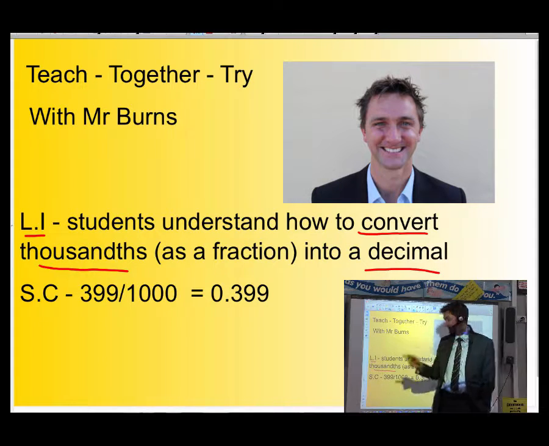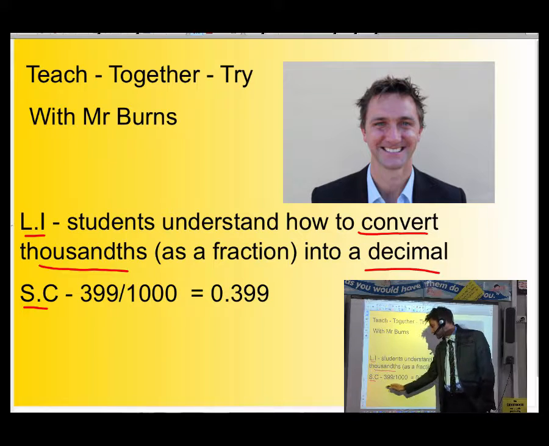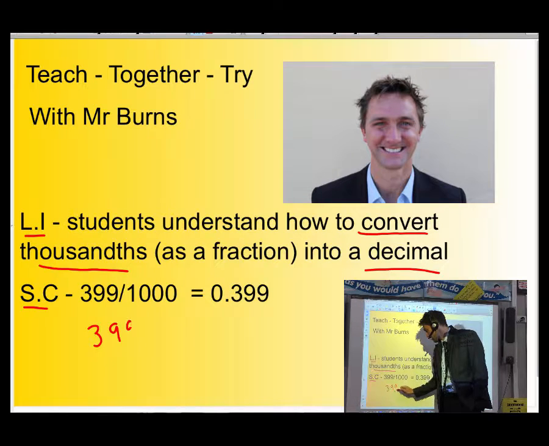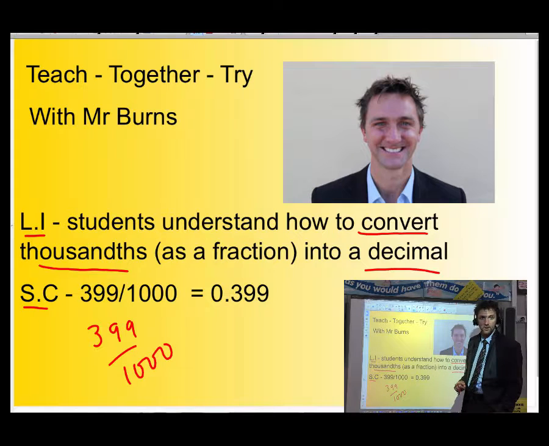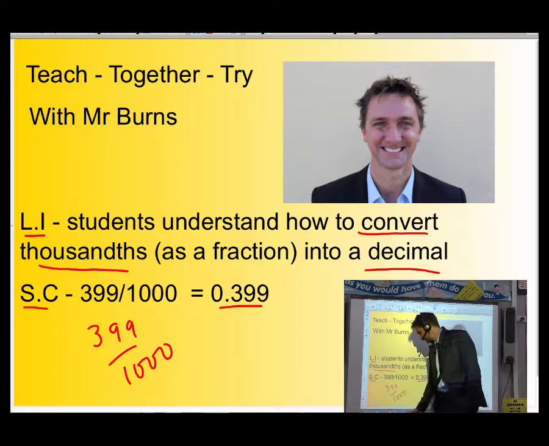Today our learning intention is that students understand how to convert thousandths as a fraction into a decimal. So that means the success criteria looks like this: 399 over 1,000 equals 0.399. Let's go into the teaching phase.